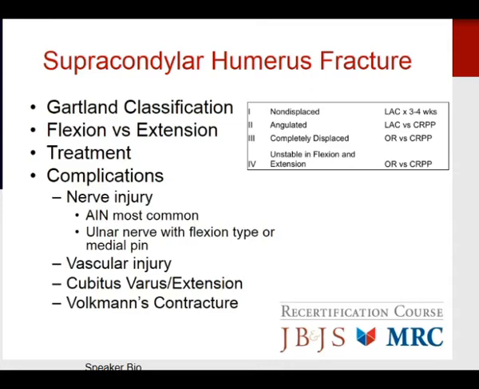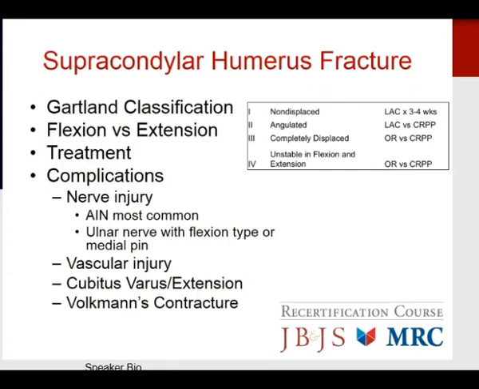Type 3 and 4 injuries represent completely displaced fractures, with the type 4 fracture being unstable in both flexion as well as extension. The mainstay of treatment is closed reduction and percutaneous pinning, with open reduction indicated for irreducible fractures. Between 10 and 20% of supracondylar humerus fractures will present with a nerve injury, and the AIN is the most common injury. However, the ulnar nerve is more commonly seen with flexion type injuries as well as after placement of a medial pin. Vascular injury is also a concern, and a complete vascular examination on presentation is mandatory.